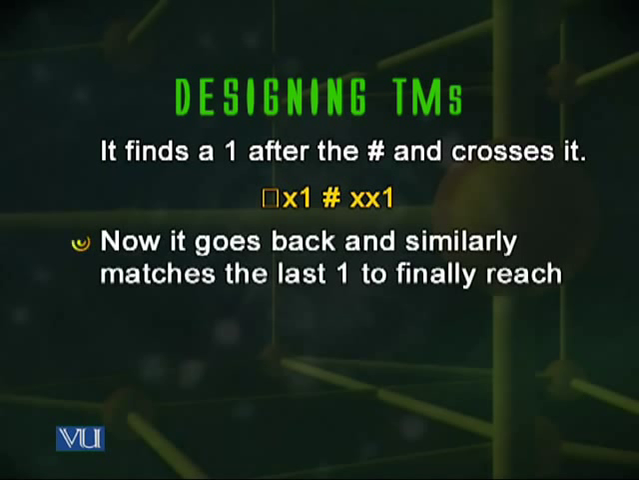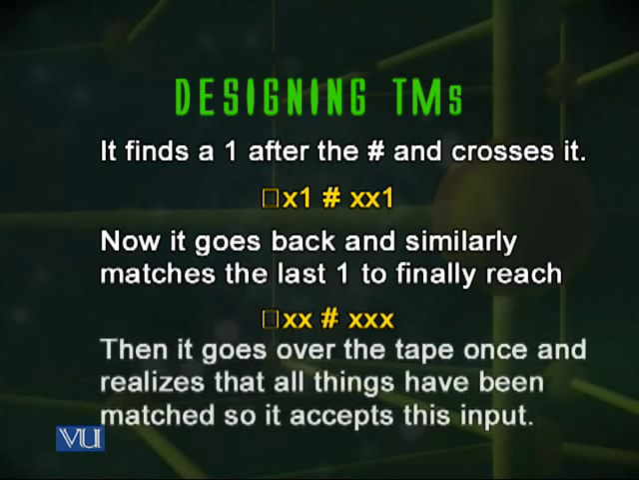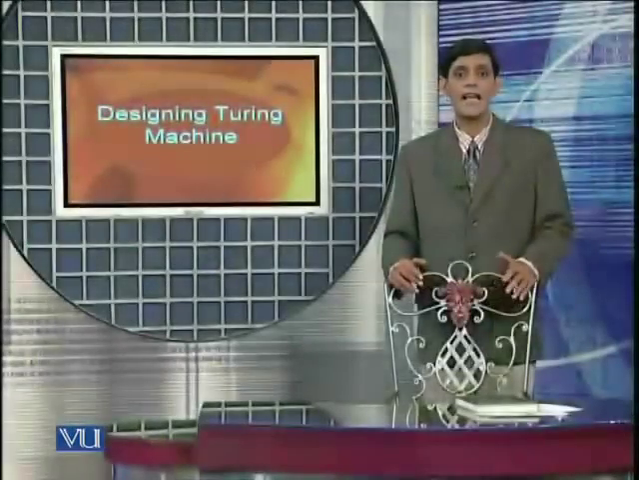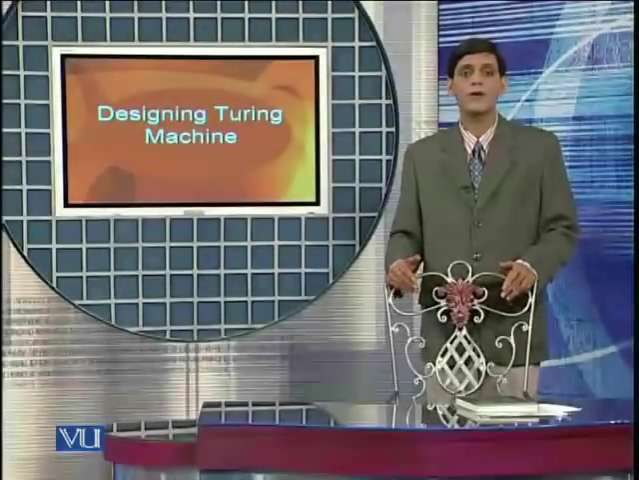Now it goes back and similarly matches the last one in order to finally reach the following tape contents. Blank followed by 2 X's, followed by a hash symbol, followed by 3 X's. The next time this Turing machine goes over this tape, it realizes that all things have been matched, so it accepts the input. Let us look at an animation that we have made of the working of this Turing machine.